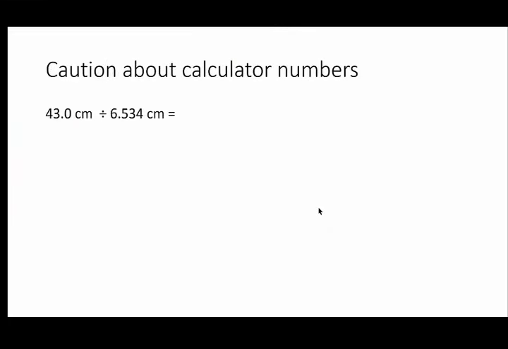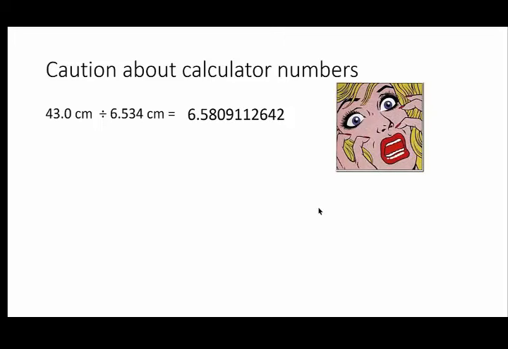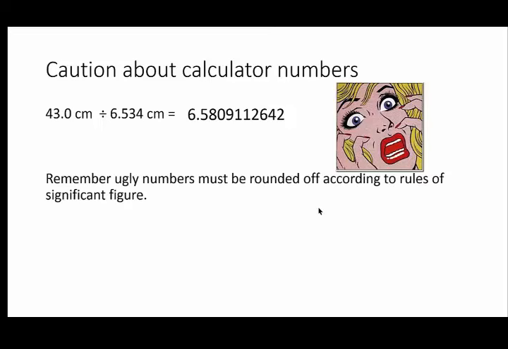Now, be careful with calculators, because sometimes you have numbers that are going to give you ugly numbers when you multiply or divide. So I'm dividing this out, and I get this really ugly number. It just gives you numbers. It doesn't care. It doesn't know what's significant. So you have to remember that ugly numbers must be rounded off according to the rules of significant figures.